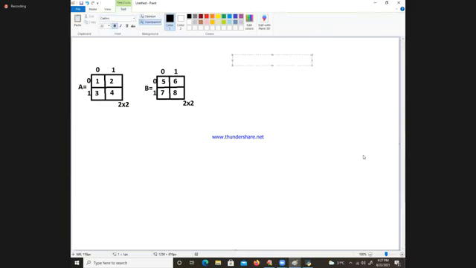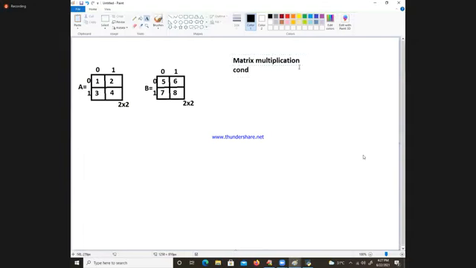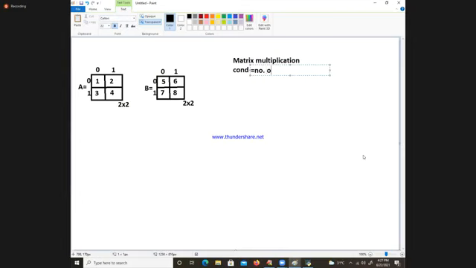What is the matrix multiplication condition? The matrix multiplication condition is that the number of columns in the first matrix must be equal to the number of rows in the second matrix. You must take care about this.